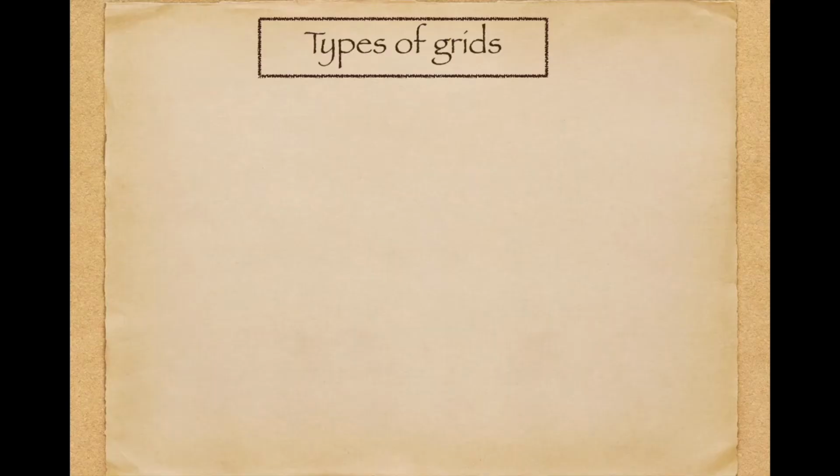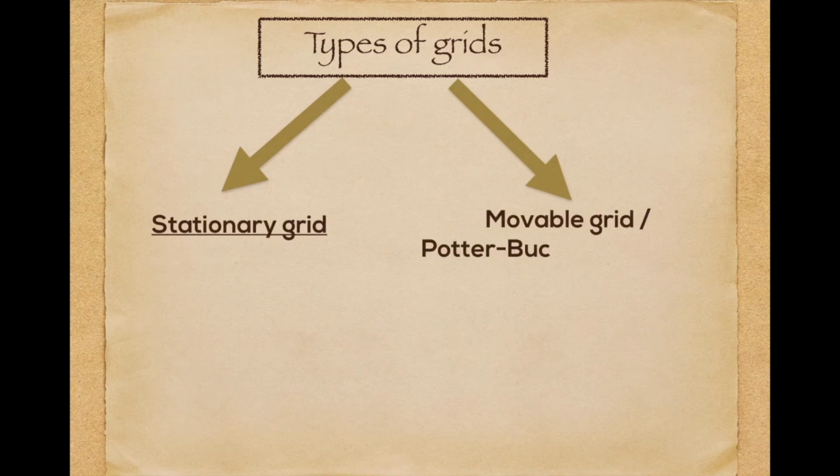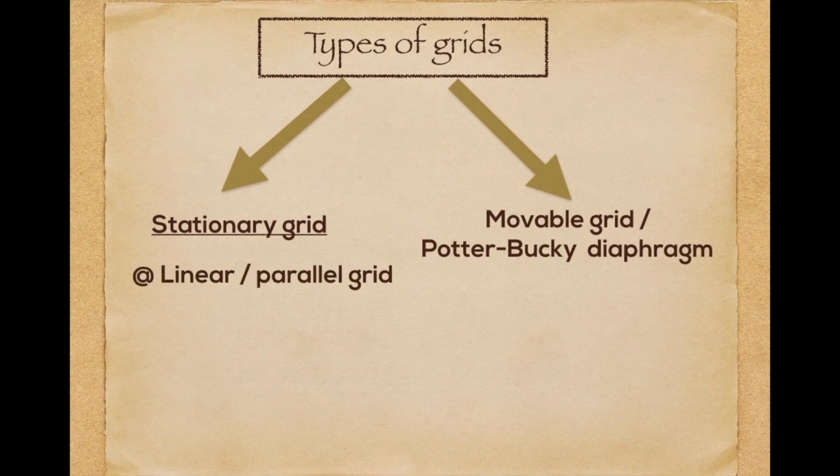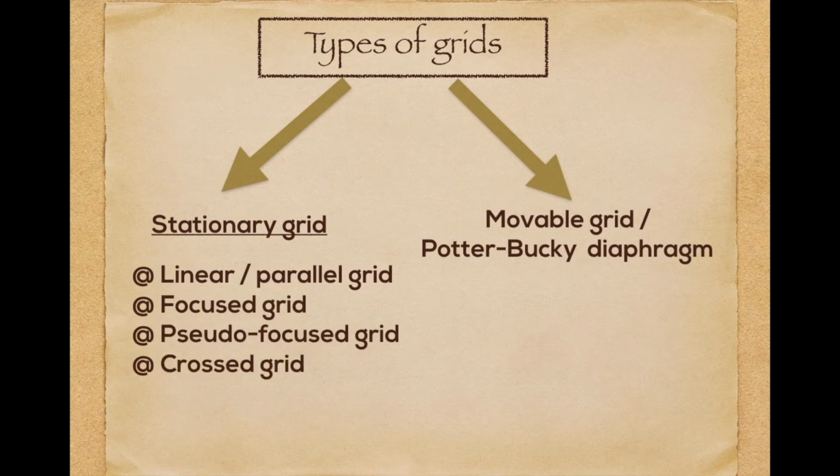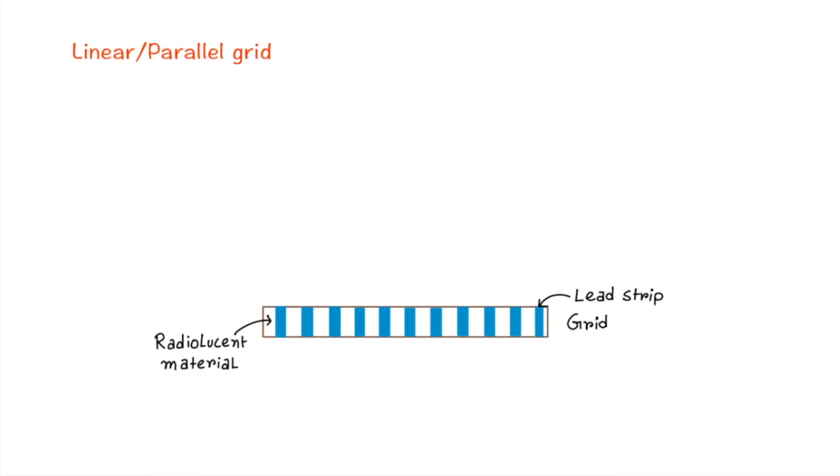Now, let's discuss the types. There are mainly two types of grids, stationary and movable grid or Potter-Bucky diaphragm. Stationary grids are of four types: linear or parallel grid, focused grid, pseudo-focused grid, and cross grid. Let's discuss one by one.